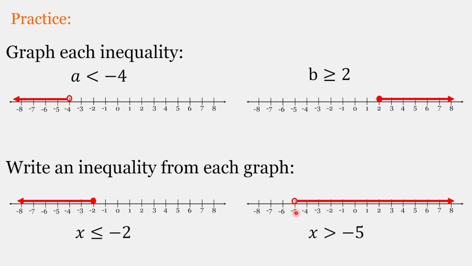For this last one, we're at -5. We're shading numbers greater than -5, so we're going to use the greater than sign. We have an open circle, so it's a strict inequality. We do not have equality in this case. We do not have it being equal to -5. So x greater than -5.